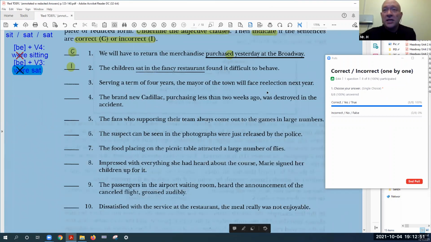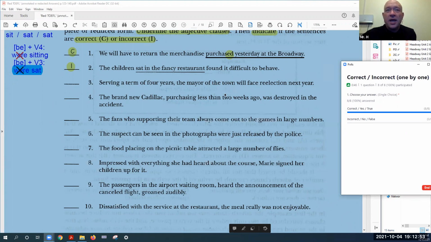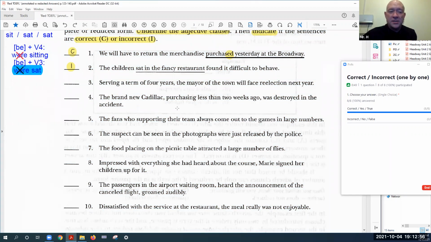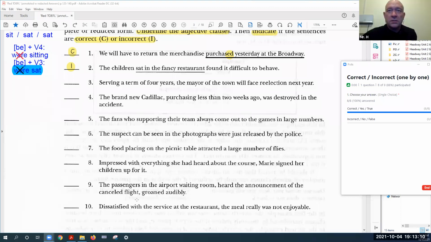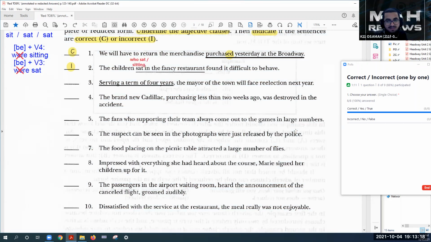Where's the clause? We just have to underline the clause, okay? Where is the adjective clause? Osama? Osama, where is it? Can't hear you. Yes. Yeah, go ahead. Serving a term of 4 years. Bingo. So serving a term of 4 years. This is rule 4, right? Yes, it is rule 4.